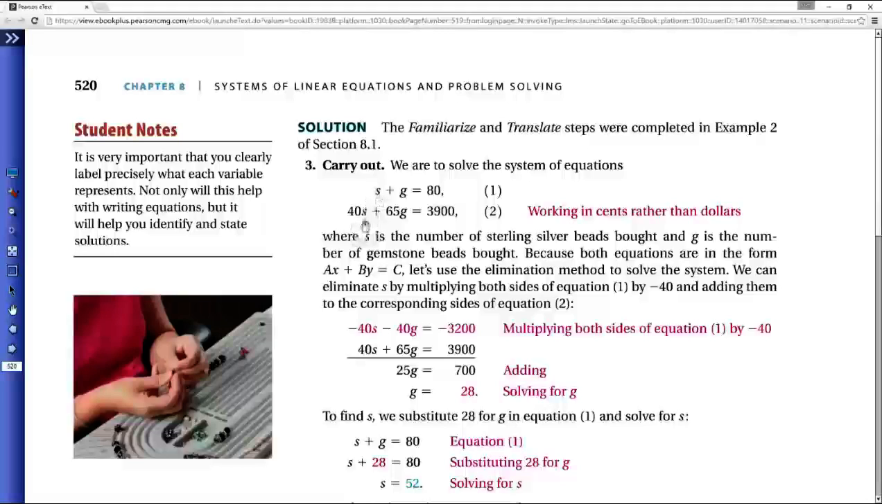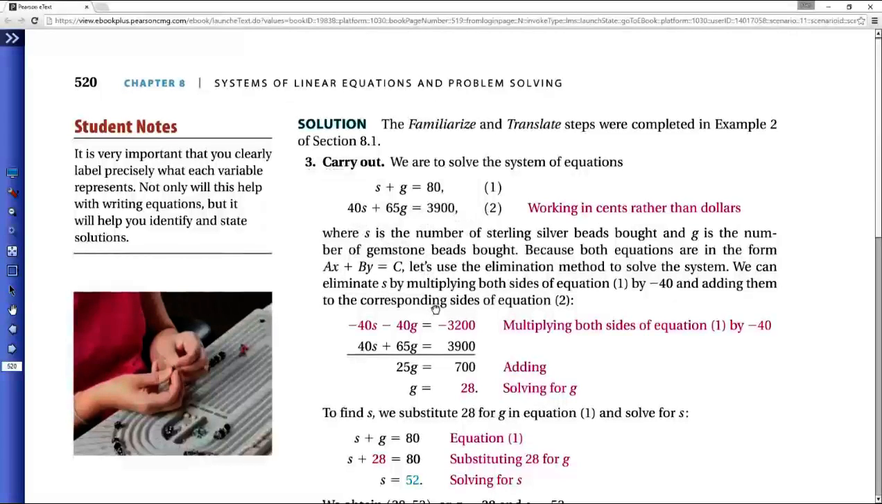So the silvers are worth 40 cents and the gemstones are worth 65 cents. Well, I don't know how many there are of each, so that's why they're still variables. But to get the price of the silver ones, you'd take whatever number of silver ones times 40 cents. So they end up with these two equations.